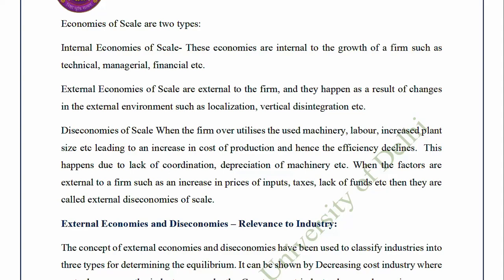Diseconomies of scale. When the firm overutilizes the used machinery, labor, increased plant size, etc., leading to an increase in cost of production, and hence the efficiency declines. This happens due to lack of coordination, depreciation of machinery, etc. When the factors are external to a firm, such as an increase in prices of inputs, taxes, lack of funds, etc., then they are called external diseconomies of scale.